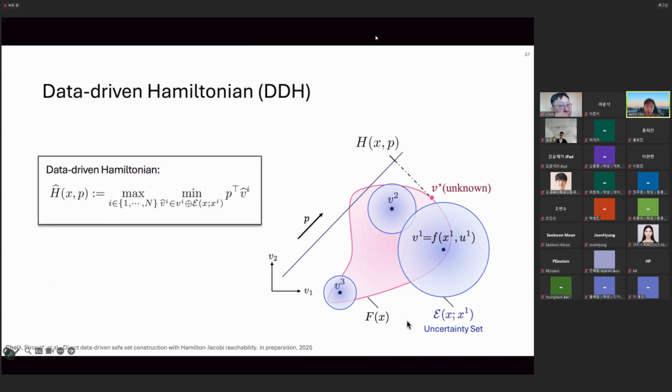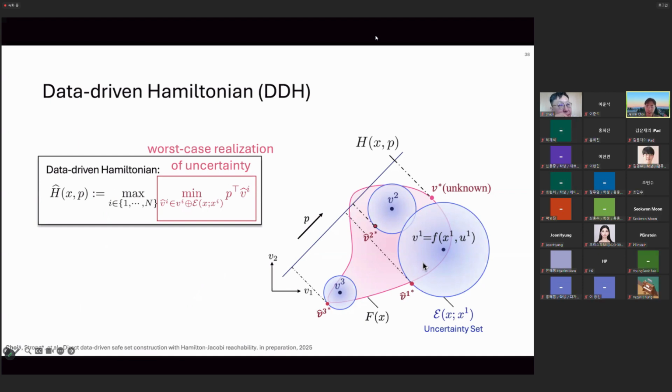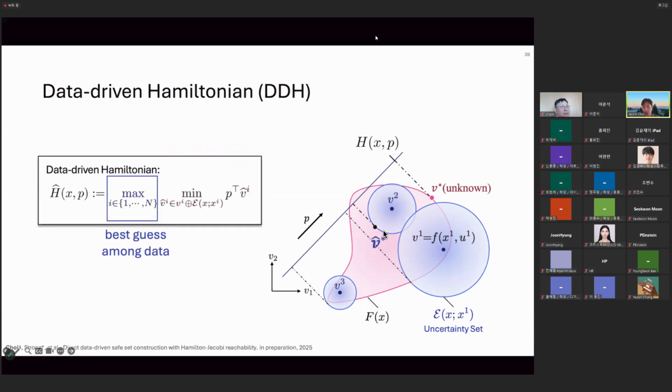Now we're ready to present the concept of the data-driven Hamiltonian. This looks a little bit scary, but if I parse the equation, the min term reasons about the worst case realization of the uncertainty, meaning that given the objective function, what would be the worst case realization of the ground truth velocity associated with each data point. Once we reason about this worst case uncertainty, we pick the maximum that we can achieve with respect to our objective direction, which would be this point here.